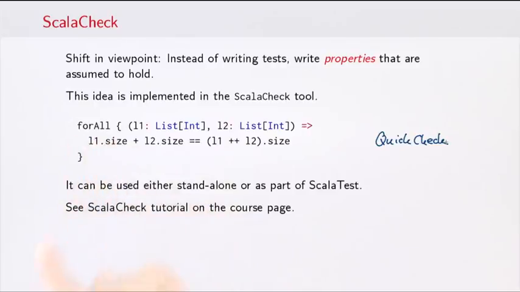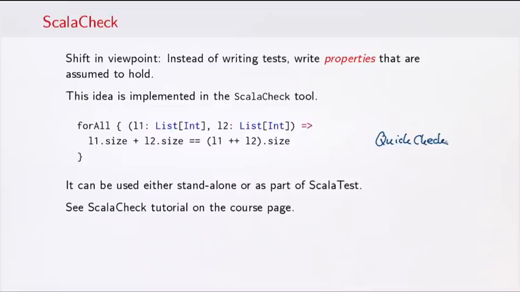So you would just write forAll, and then you would have the predicate that says, well, on which domains you want to run your test, in this case two lists of ints, and what property should hold. So that's the property that you want to test here. And the test would, similarly to what you've seen, run a prescribed number of times, which you can configure.